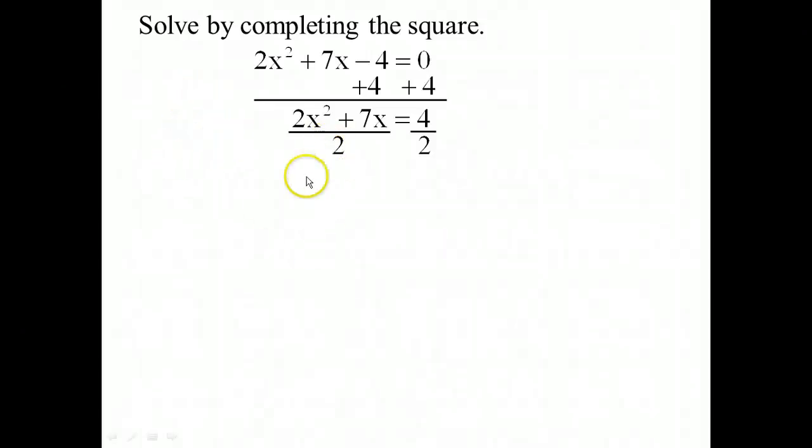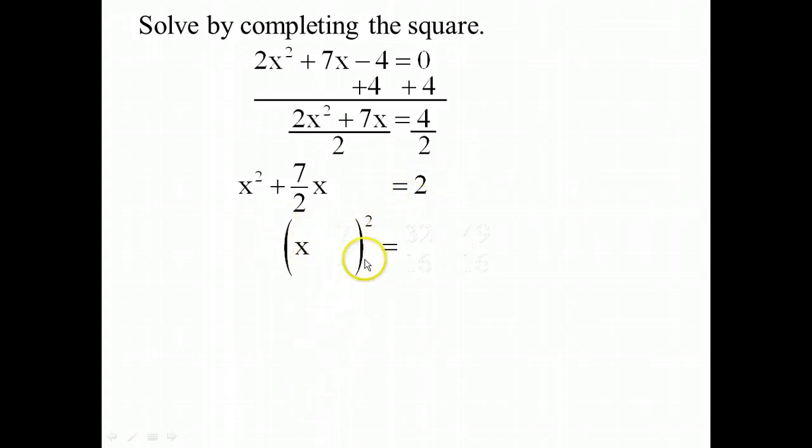Alright, so we end up with, 2's cancel out, and then just leave it as 7 over 2. No decimals, leave it as 7 over 2. 4 over 2 equals 2. Set up all the parentheses, equal sign, the second power, the variable inside, set that all up.